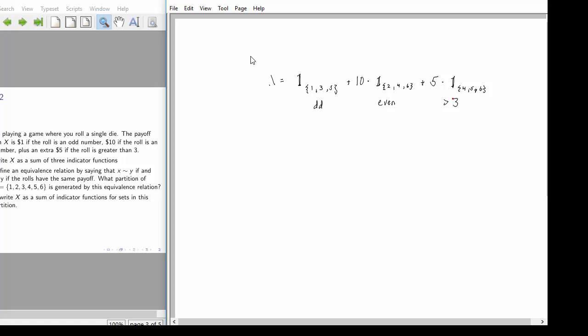But I can do better than that. I'm now going to define an equivalence relation by saying that if 2 rolls have the same payoff, the values of the die roll are in the same equivalence class. And this is going to create a nice partition of 1 through 6. It's going to include the set 1, 2, 3, where the payoff is 1, because the number is odd, but it doesn't exceed 3. For 2, the payoff is 10.